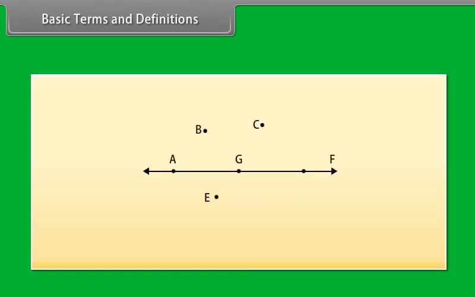We also know that if 3 or more points lie on the same line, they are called collinear points. Here A, G and F are called collinear points. And points B, C and E are called non-collinear points.